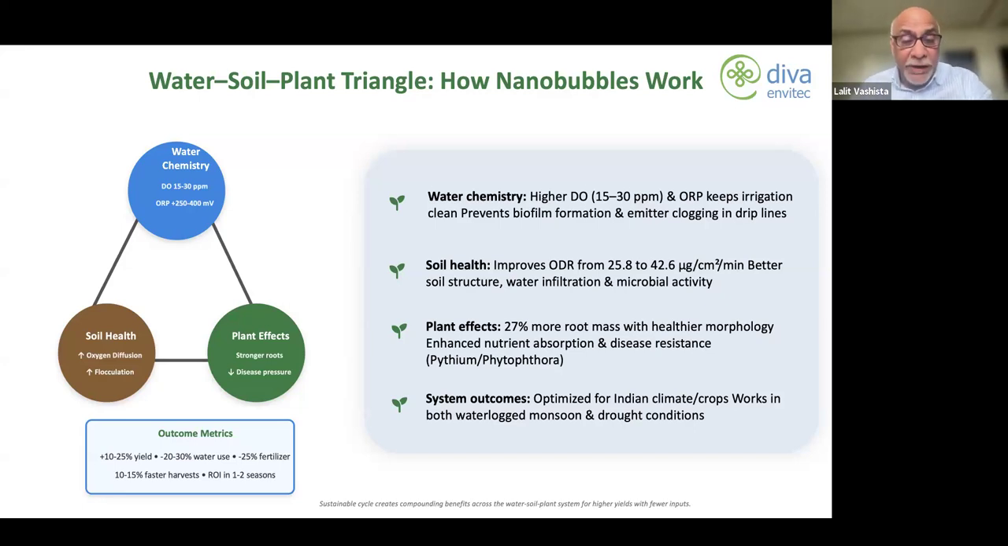You could get 20 to 30% lesser water use. You can reduce the water consumption. You have 25% reduction in fertilizer. Slowly the fertilizer can be removed, so you can move towards organic farming. Then you have 10 to 15% faster harvest. Return on investment is 1 to 2 seasons normally. So whatever you invest in a nanobubble generator, that money comes back because you have increased yields, water reduction, reduction in fertilizer, etc.